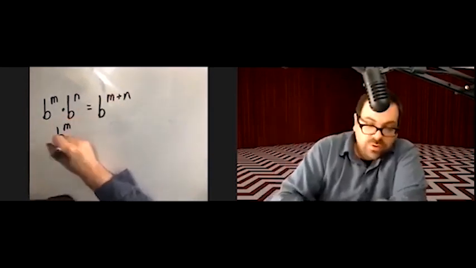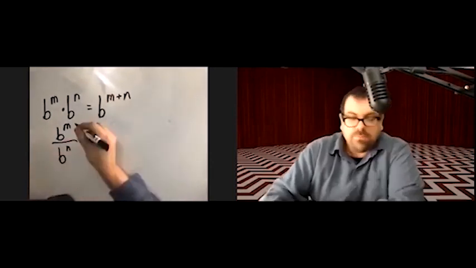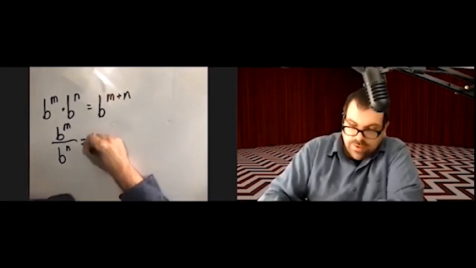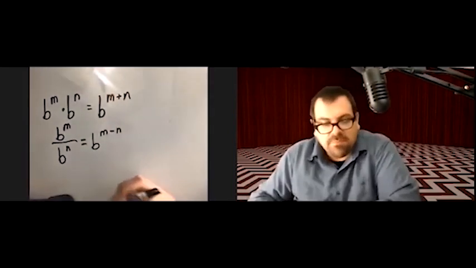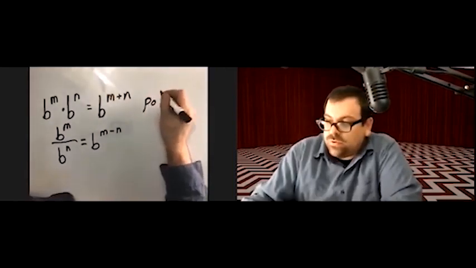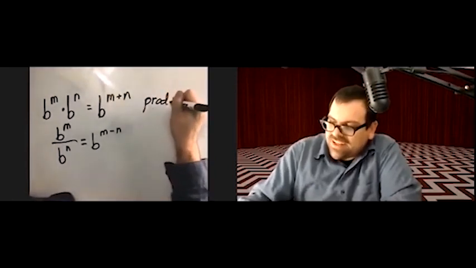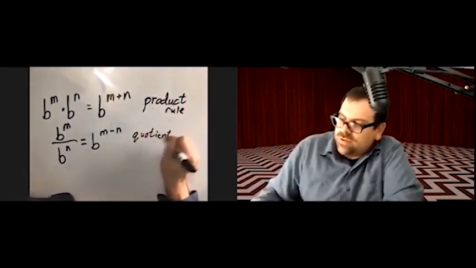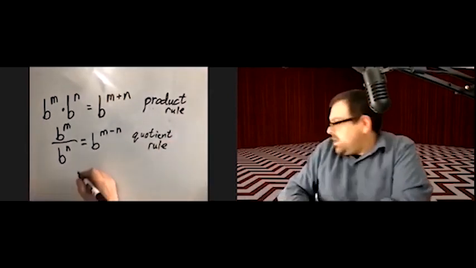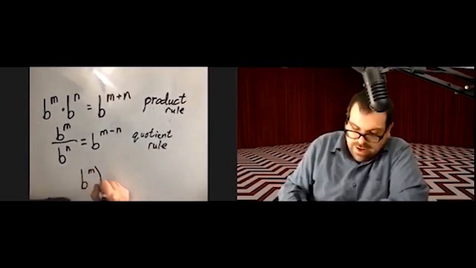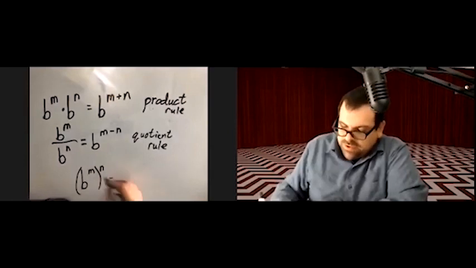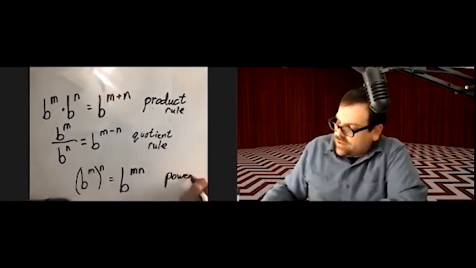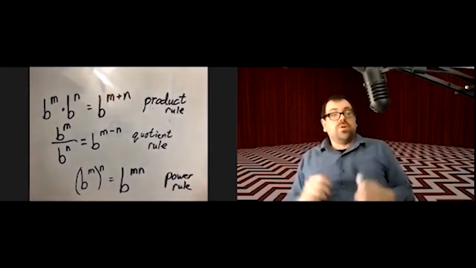The quotient rule, b to the m over b to the n, b to the m divided by b to the n, we're taking the quotient, is b to the m minus n, top minus bottom. If we have our base raised to a power and that raised to another power, we multiply those together, b to the m times n. This one's called the power rule. Those are our 3 basic ones.